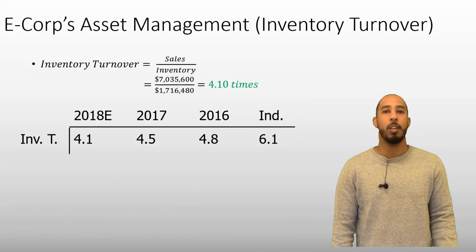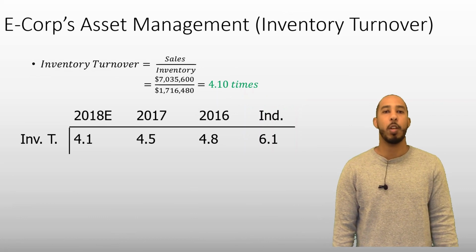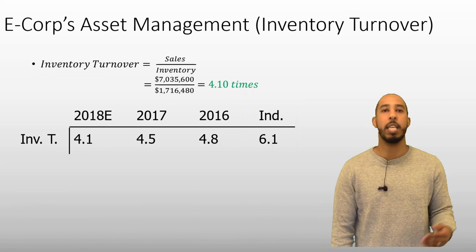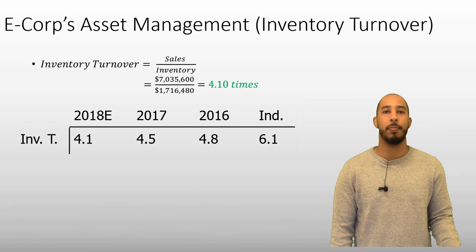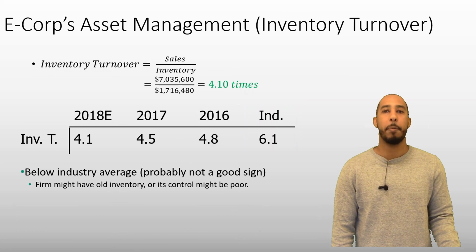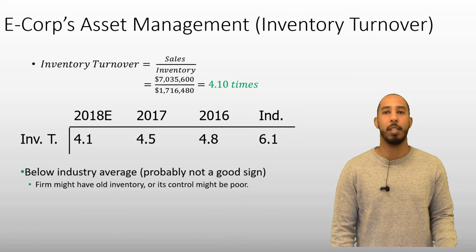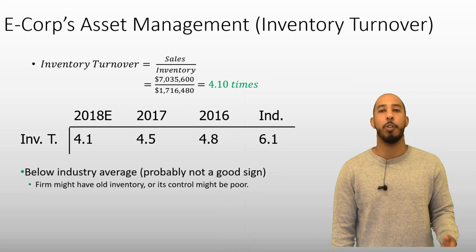We can see that here in the inventory turnover. Inventory turnover is trending downwards, meaning E Corp is becoming less efficient in using its inventory to generate sales. Maybe they have old inventory that's difficult to sell, or they may be storing too much inventory in their warehouses. Something is going on here that warrants further investigation.